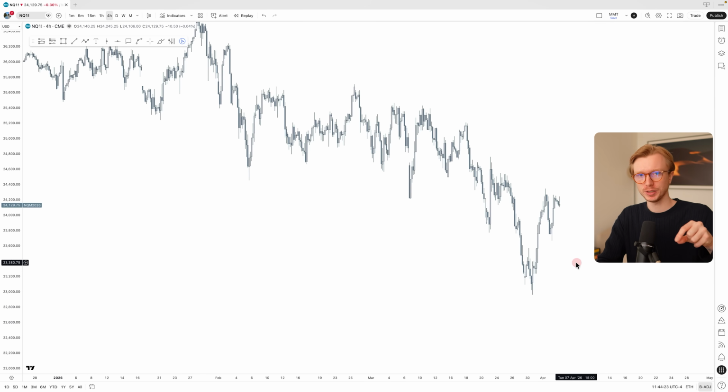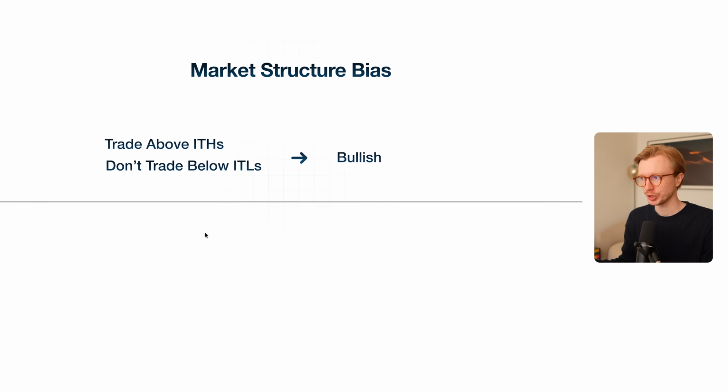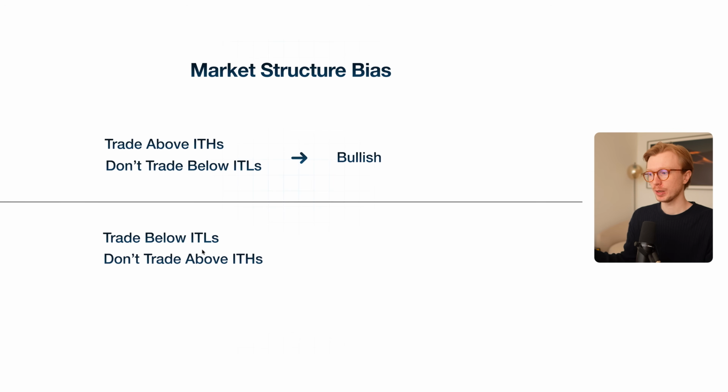The intermediate term highs and intermediate term lows will become really important the moment we start talking about the ranges in just a moment. So, a quick framework. If we trade above intermediate term highs and we don't trade below intermediate term lows, we are bullish. If we trade below intermediate term lows and we don't trade above intermediate term highs, then we are bearish. Now, there's one option actually missing right here, and that is the consolidation.